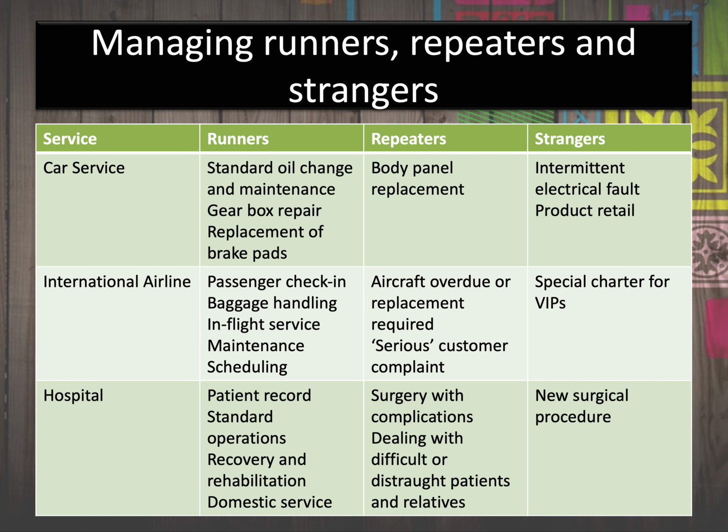In a car service, it's going to contain all three mix of this: runners, repeaters, and strangers. So in a car service, a standard oil change and maintenance, gearbox repair, replacement of brake pads are basically standard operations that you need to do. Meaning to say that every time a customer came to your service center and wanted to service their car, these are the things that you need to do. You have to change the oil, do maintenance, see to the gearbox repair, replacement of brake pads. That will be the normal operating standards that you have to do.